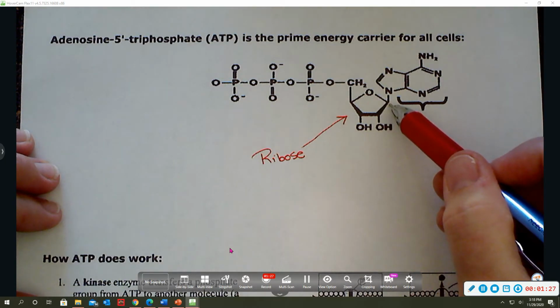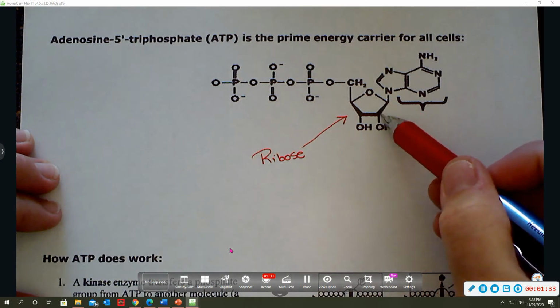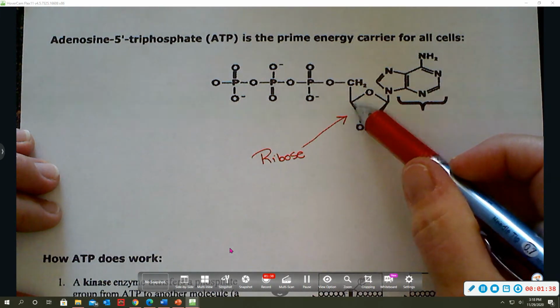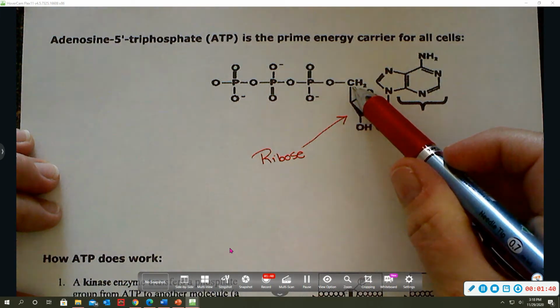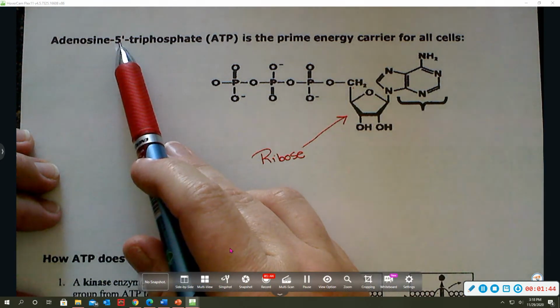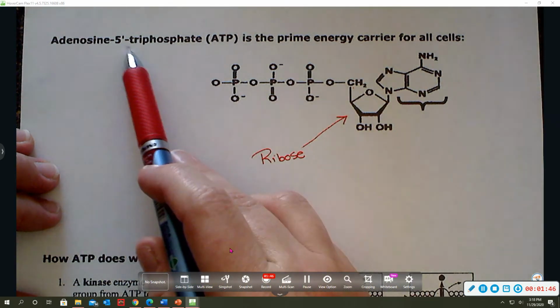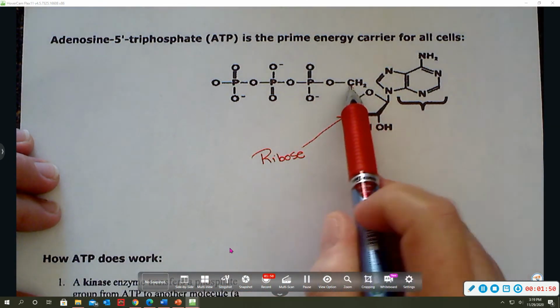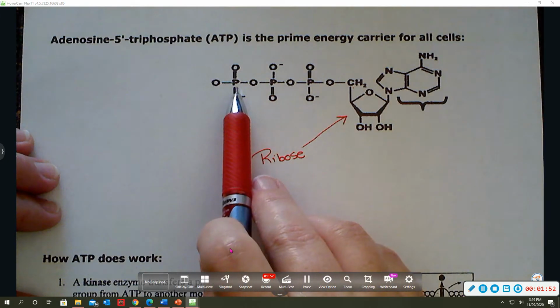So remember how these are named. This is called the 1' carbon, going from right to left. This is the 2' carbon, the 3' carbon, the 4' carbon, and then up top is our 5' carbon. And so that's why it's called adenosine 5' triphosphate, because off of the 5' carbon are these 3 phosphate groups.